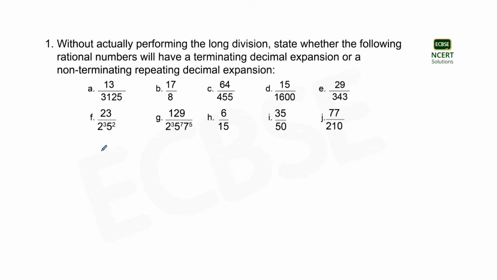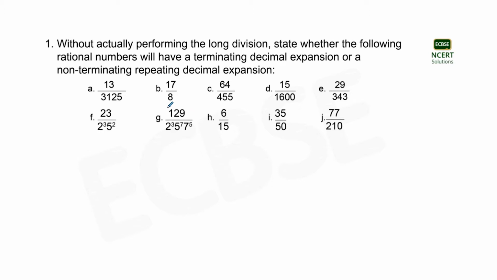Students, so here we are with question first of exercise 1.4 of the chapter Real Numbers. The question is: without actually performing the long division, state whether the following rational numbers will have a terminating decimal expansion or a non-terminating repeating decimal expansion. And the numbers have been provided in parts.